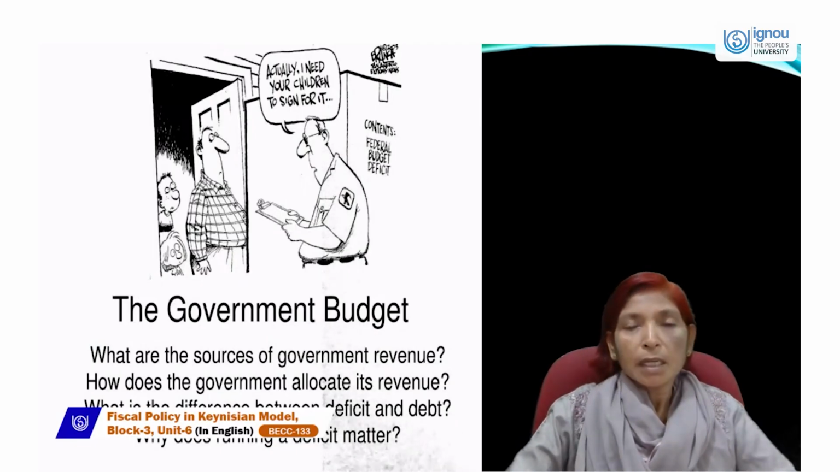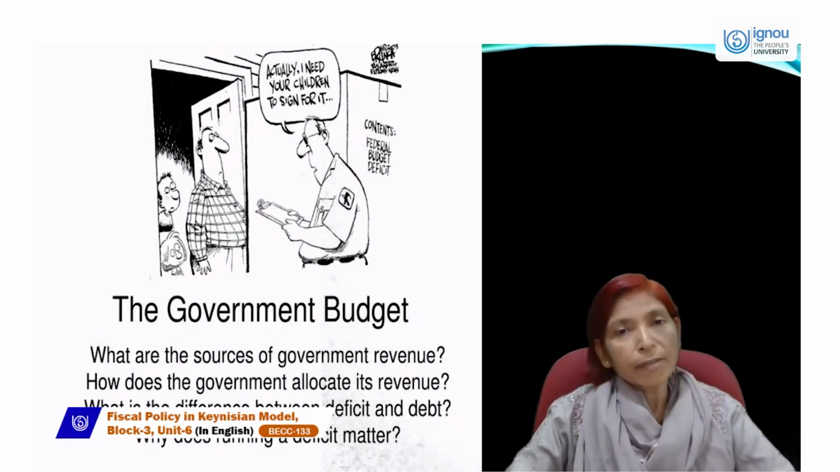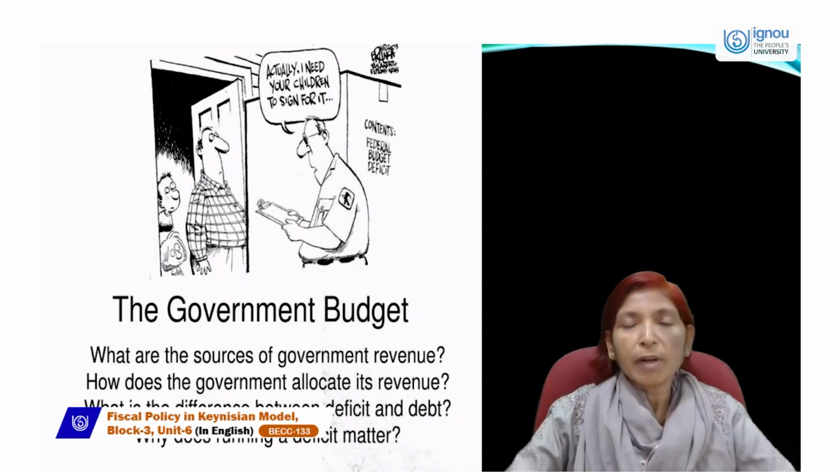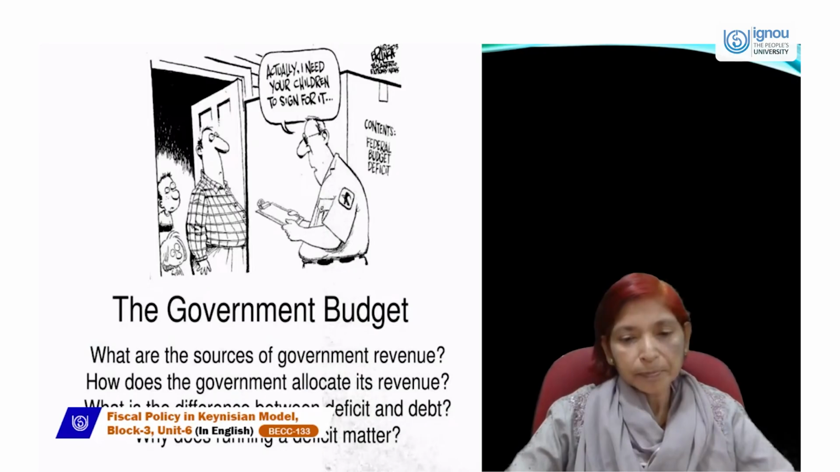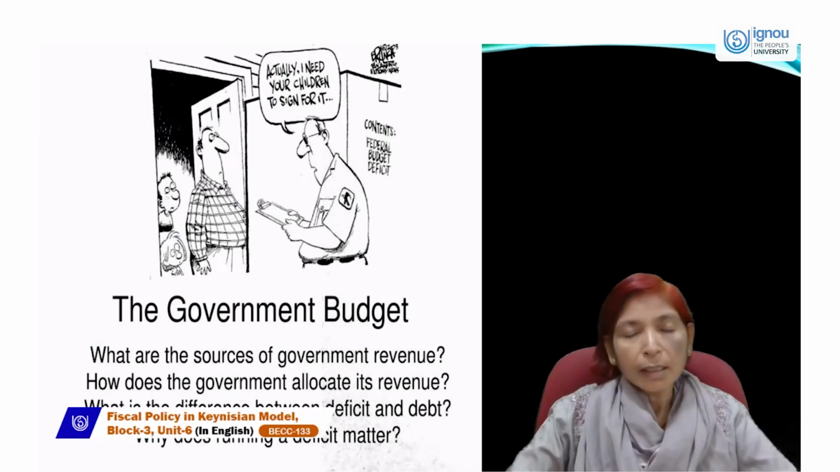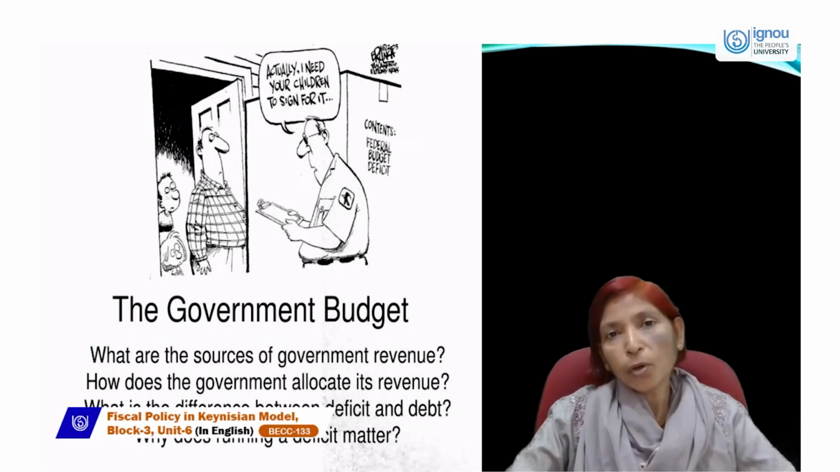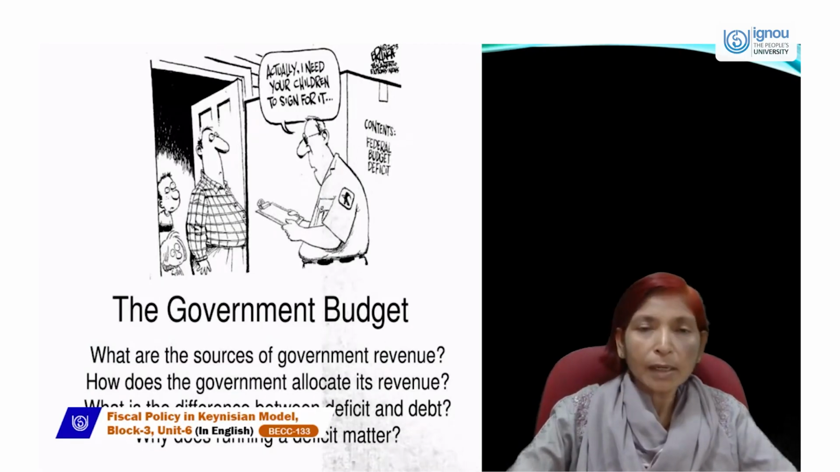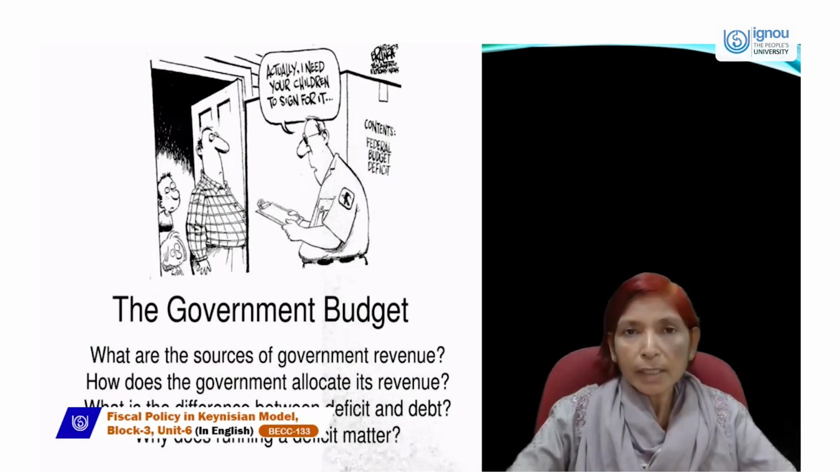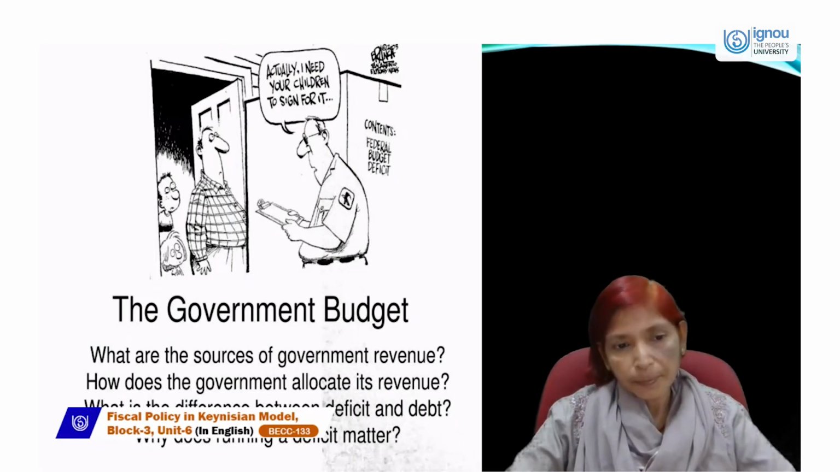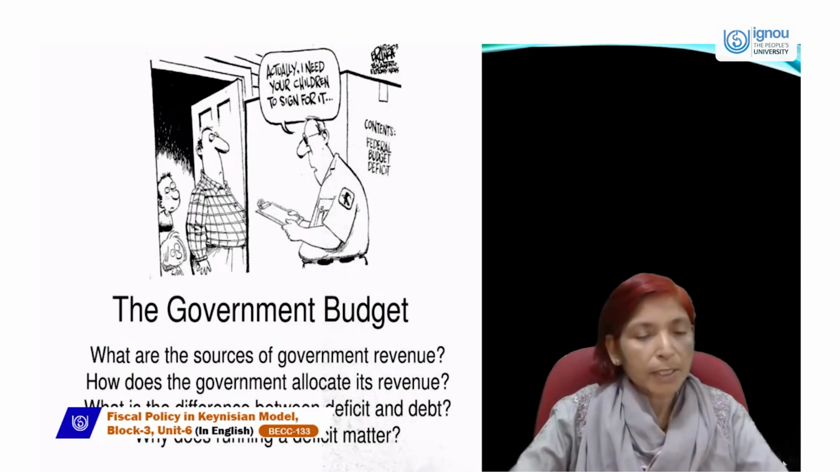Surplus budget is that budget when public revenues are more than public expenditures, and deficit budget shows that government is spending more amount of money for public development and welfare of the nation, and revenue sources are less, then budget will be in deficit. And debt is another thing. Debt means borrowing. Government can borrow money from external and internal sources to compensate this deficit budget. So this is government budget.